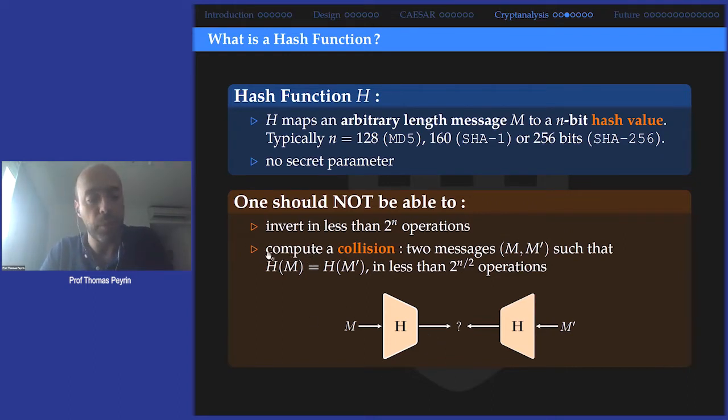The other property that we want is what we call collision resistance. We want it to be hard to compute a collision. A collision is two messages, m and m prime, that are different, they are distinct, but they both lead to the same hash value. So they collide on the hash value. And we want that it's hard for the attacker to be able to find this. By hard, we mean that it should take 2^(n/2) operations. So n again is the hash output size. So we want to be sure that the hash function that we create fulfills these two security guarantees.